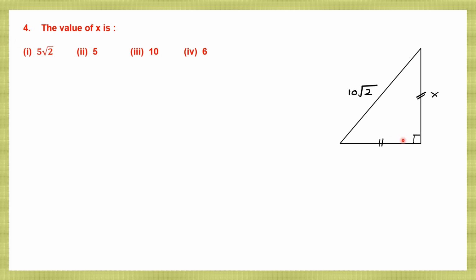Question 4, figure given to us, we have to find the value of x. As you can see, these two sides are same. That means if this is x, this is also x. Now let's name this figure. So we have A, B and C. At angle B, we have 90 degrees. That means we can take AC as a hypotenuse and apply the Pythagoras theorem. So AC is the hypotenuse.